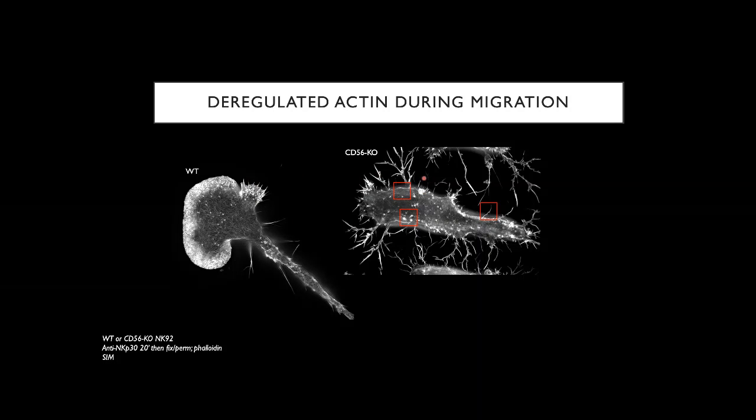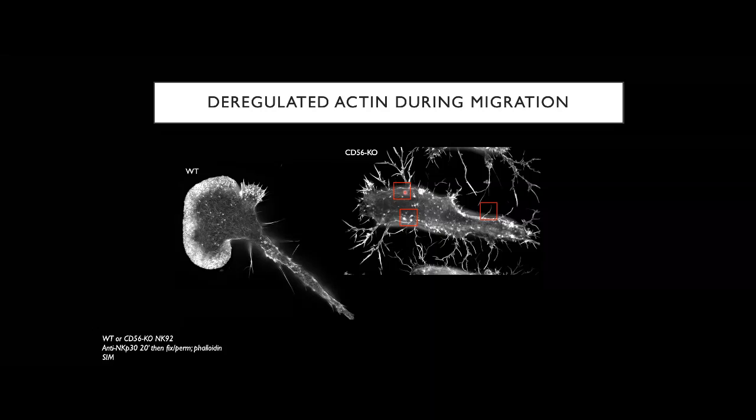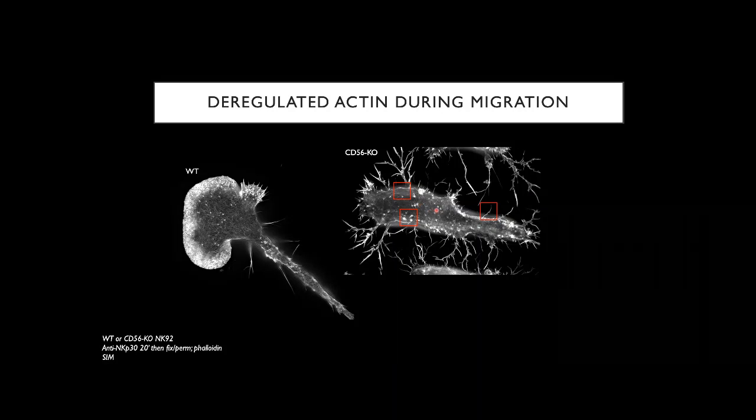Whereas when we look at the CD56 knockout cells, we can see that they appear to lack direction. So we don't see the formation of a nice lamellipodia, and that's one of the features that we've highlighted here. We also see the presence of these large actin foci within the cell body. And then, of course, probably one of the most striking things are these long dysregulated filopodia that look kind of long, branched, and somewhat angry.